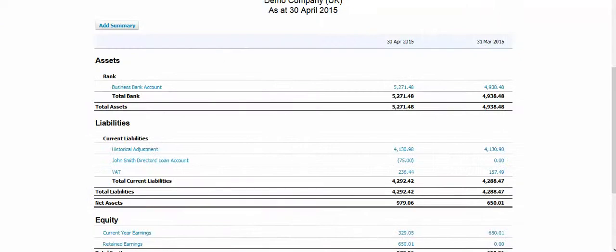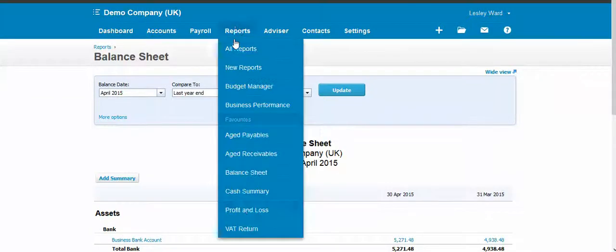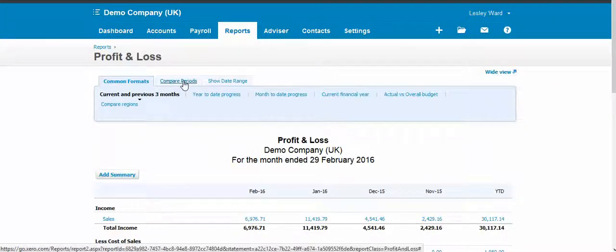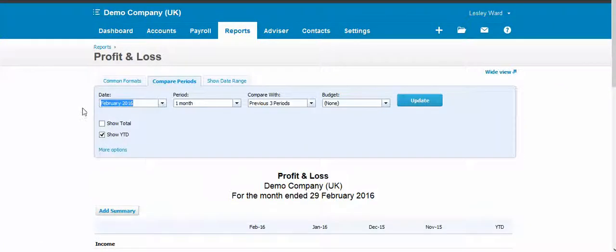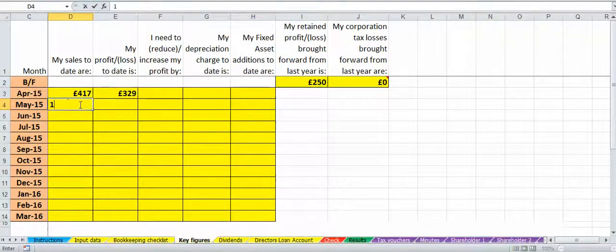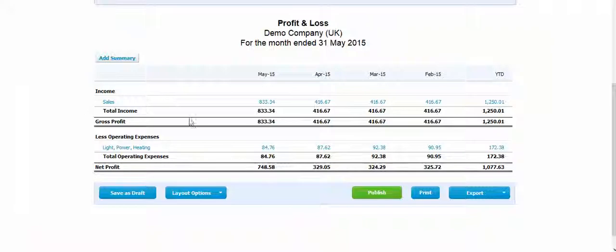Going back to the profit and loss account, if we run that now for the next month and complete the next month, we'll go to compare periods. Instead of April, we're now in May 2015. Again, the period doesn't matter as long as we've got the show year to date selected. We'll update, and here we are, year to date now. Sales are 1250.01, so here it would be 1250.01. Don't need to worry about the pence if you don't want to.